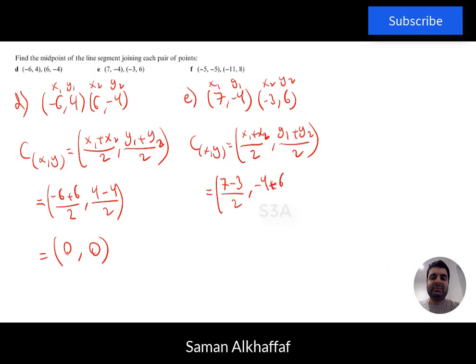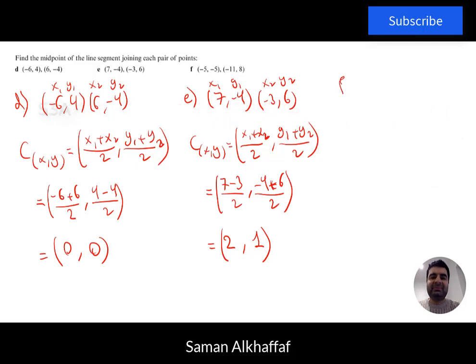So in terms of the points, that will give us 7 minus 3 over 2, and we have -4 plus 6 over 2, so that would give us 4 over 2, so that would give us 2 for the x coordinate, and for the y coordinate we would have 2 over 2, and in this scenario it gives us 1, and this will be our answer in terms of the midpoint.